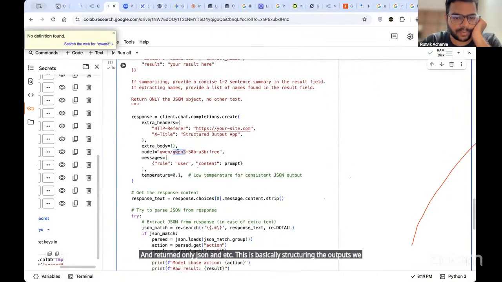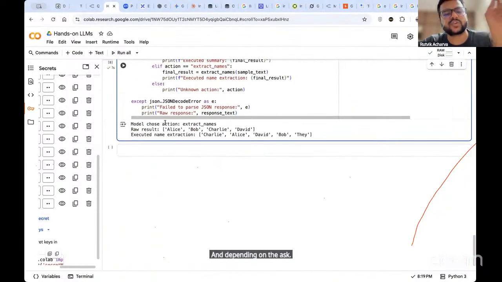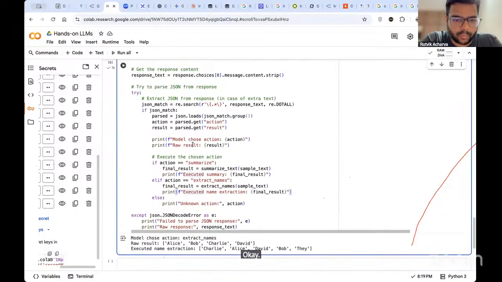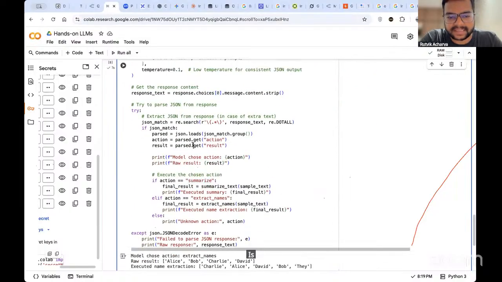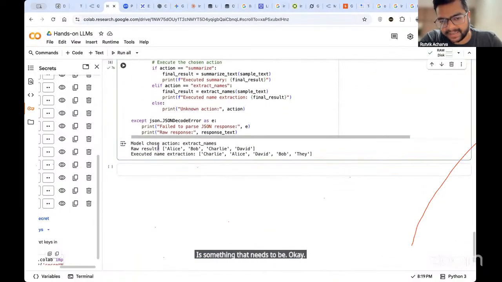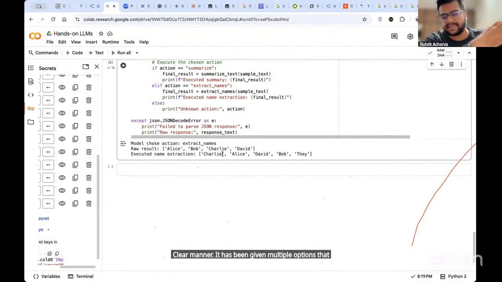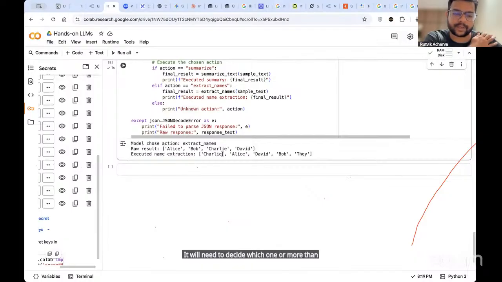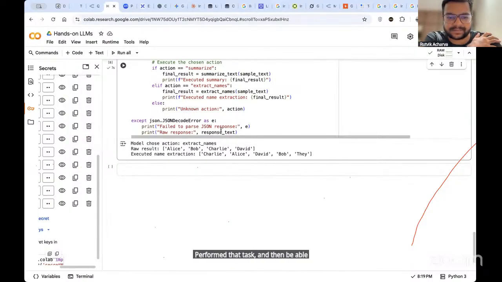We use the same OpenRouter Qwen model to do this. And depending on the ask, it first chose what needs to be done. Okay. So what needs to be done, what it has chosen for a particular task, it has done that in a clear manner. It has been given multiple options, that you can do these 500 things. It will need to decide which one or more than one are relevant to perform a certain task, perform that task, and then be able to give you an answer, right? So again, a slightly more advanced function.